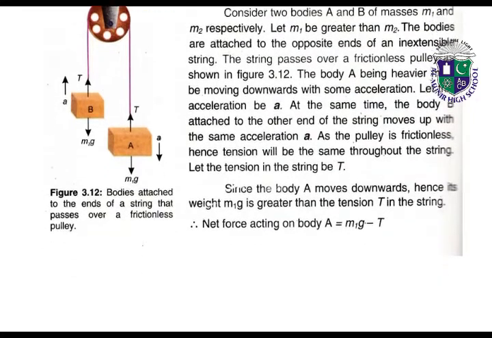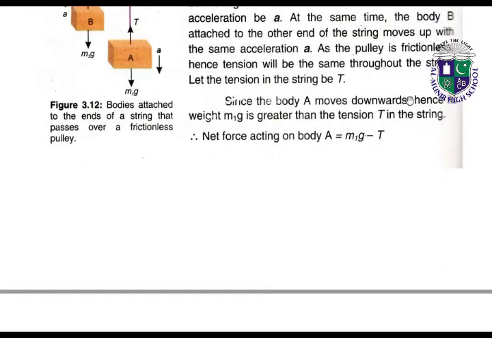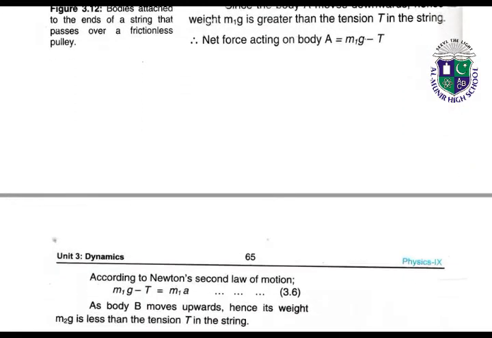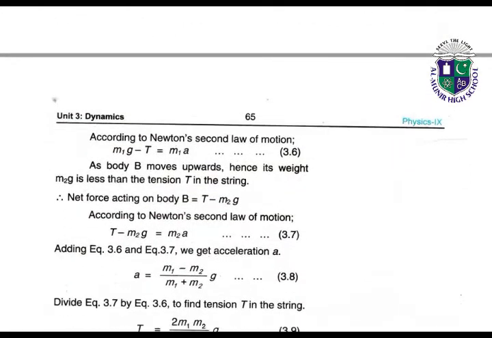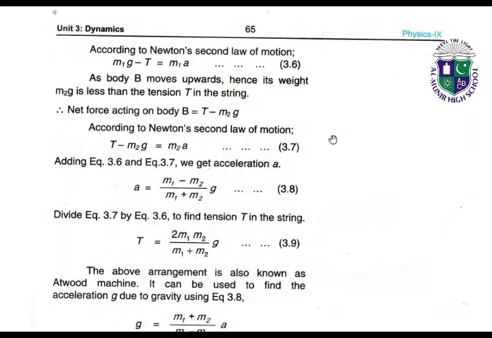Now what is the tension? Since the body A moves downward, hence the weight m1g is greater than the tension in the string. Net force acting on the body A is m1g minus T. So m1 is showing the mass, g is showing the gravity, and T is the tension in the string. According to Newton's second law of motion, we know that m1g minus T is equal to mass into acceleration, because both bodies are also showing the acceleration at the same rate.